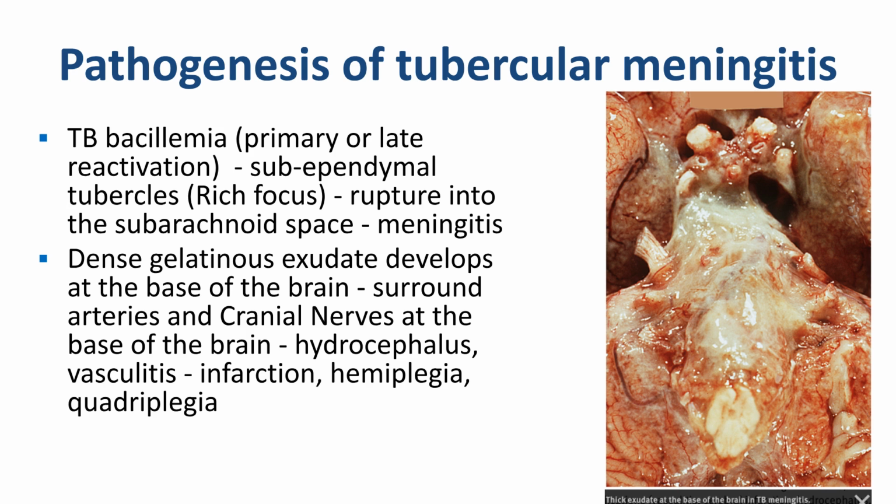Additionally, the thick exudate can obstruct the normal flow of cerebrospinal fluid, particularly blocking the basal cisterns and the foramina that allow CSF to circulate. This obstruction leads to communicating hydrocephalus, causing raised intracranial pressure. This explains the high opening pressure seen during lumbar puncture in our case. These complications highlight why early diagnosis and treatment are crucial in tubercular meningitis. The inflammatory process can cause irreversible neurological damage if not promptly addressed.